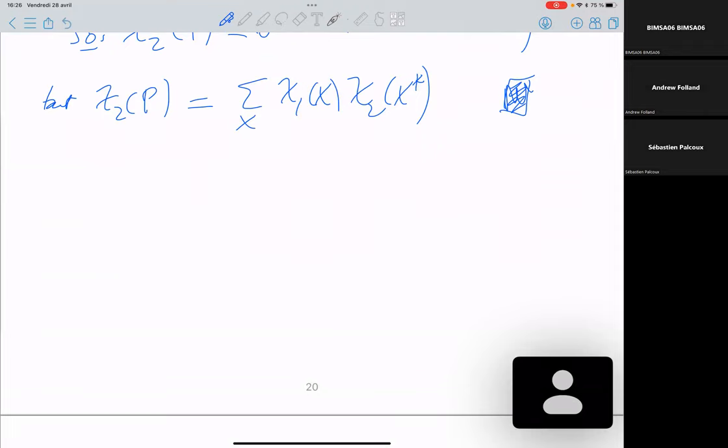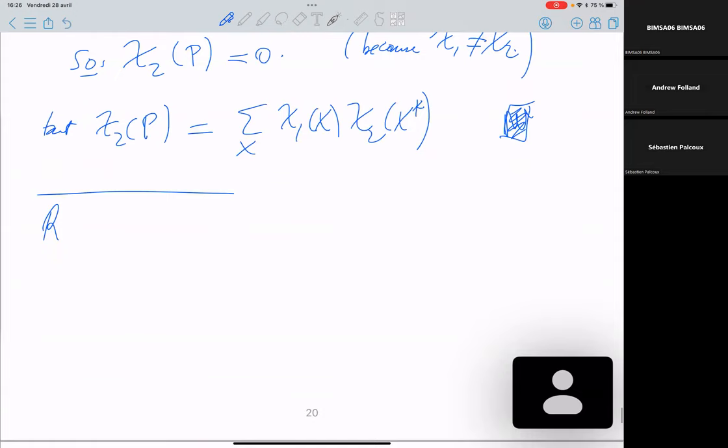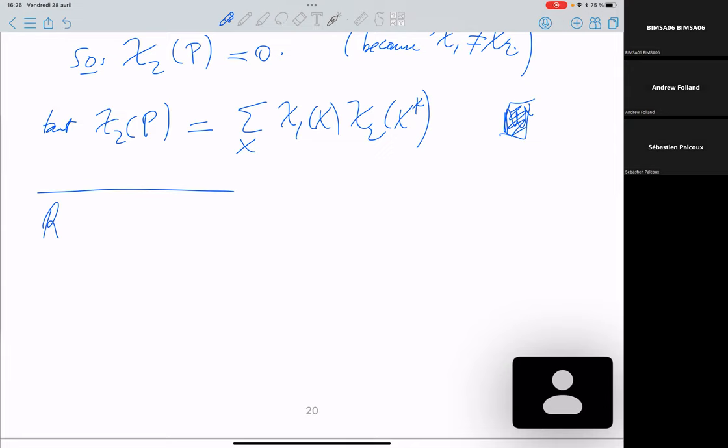Now, recall. This was proved for a general fusion ring. Now we will provide a formula for the square of the S matrix for a modular category. For that, we need to recall the categorical dimension, because this square will involve the categorical dimension.